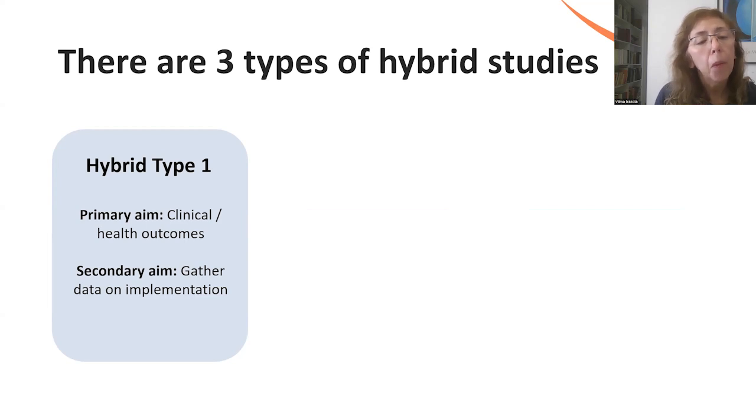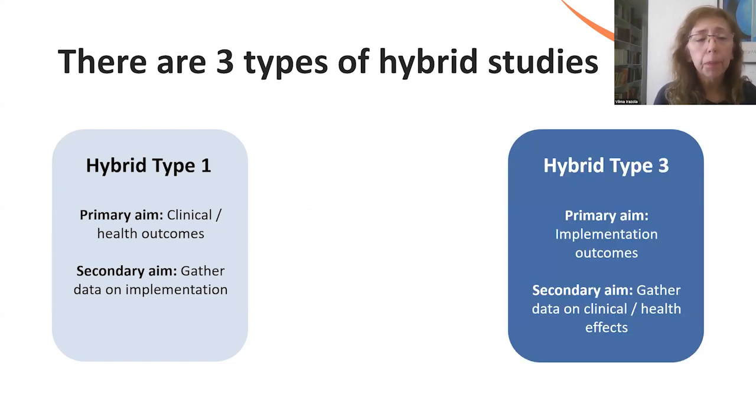A hybrid type 1 is indicated when the evidence of the clinical effectiveness of the intervention remains limited. At the same time, while testing effectiveness, we take advantage of the opportunity to explore some implementation issues. It's not enough by any means, but we can learn about potential implementation challenges from evaluating the delivery of the intervention during the trial.